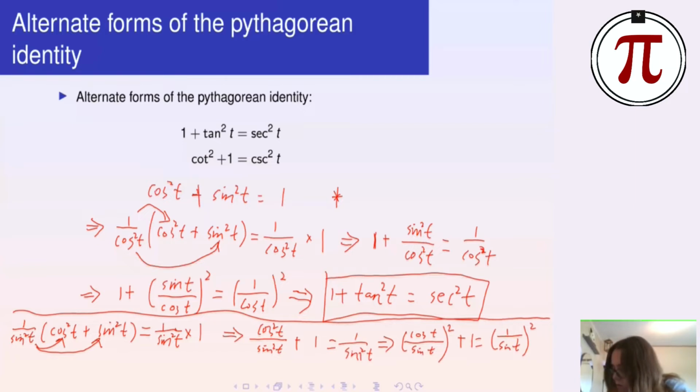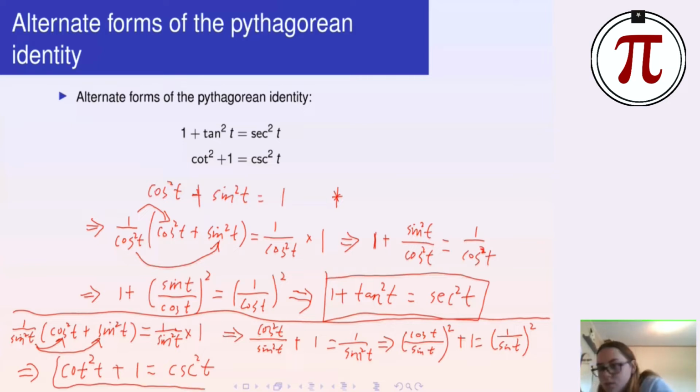Similarly, this implies that cotangent squared t plus 1 equals cosecant squared t. Very good. So we have another equivalent identity, and there are two of them. One is 1 plus tangent squared equals secant squared. The other is 1 plus cotangent squared equals cosecant squared. These are the alternative forms of the Pythagorean identity.